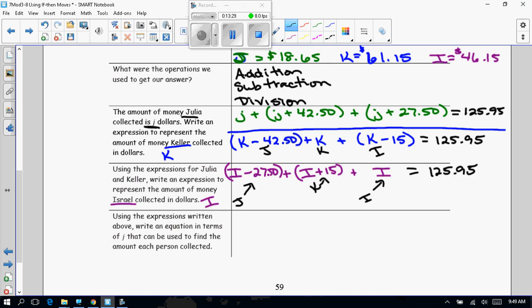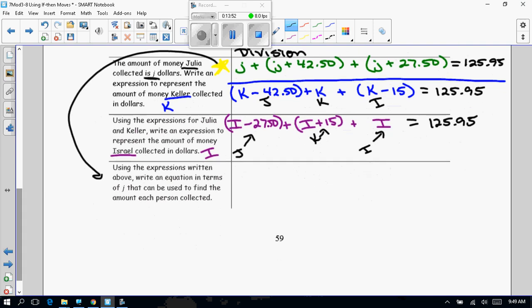Now, personally, I'm not a fan of at least the Israel one. The Keller one I kind of get because they talked about Keller. I really like the Julia one because everything just kind of seemed to be based off of it. So using Julia, I'm going to take this equation right here and bring it down here and work with it. Okay, let's simplify it like we were doing in the first half of this book.